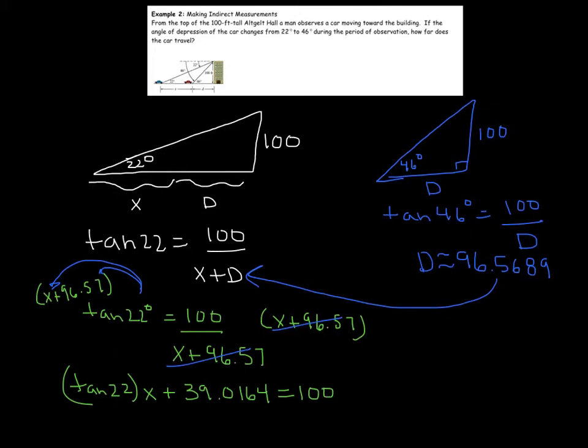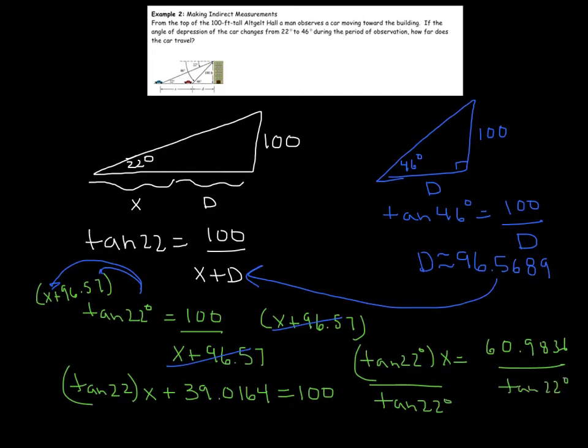You're going to subtract the 39 over to the other side, and so you will get tangent of 22 degrees times x is equal to 60.9836. And then you're going to divide both sides by tangent of 22 degrees, and these will cancel. And your final answer for x ends up being 150 approximately.